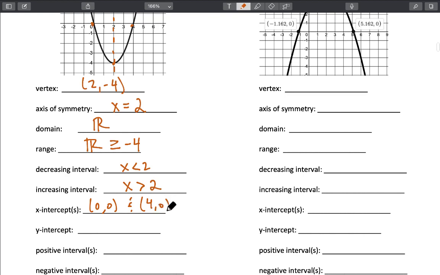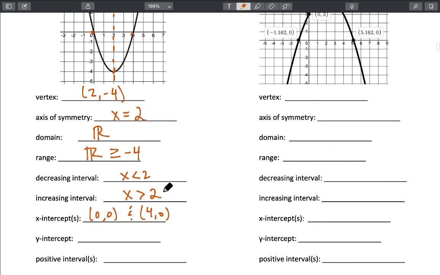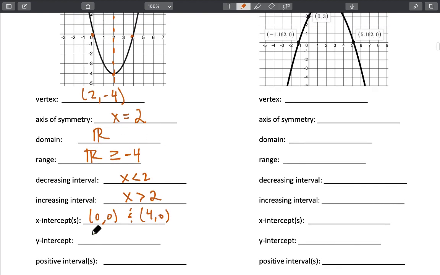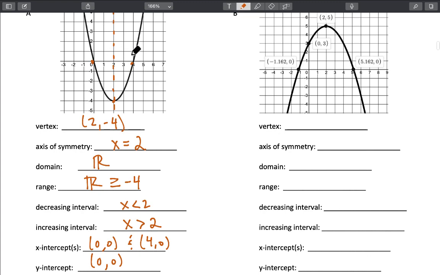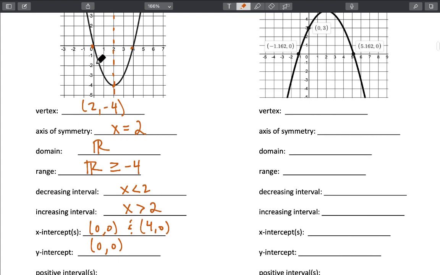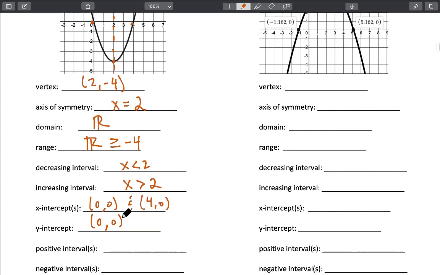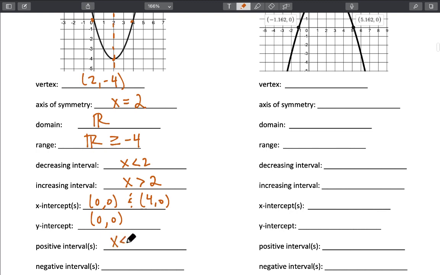And then our y-intercept, where it crosses through that y-axis, looks like it's also at 0, 0, the origin. Our positive intervals, remember positive means where it's above the x-axis. So that's going to be all the x's to the left of 0. So we'll say all x's that are less than 0. And all of our x's that are greater than 4, so anything to the right of 4.